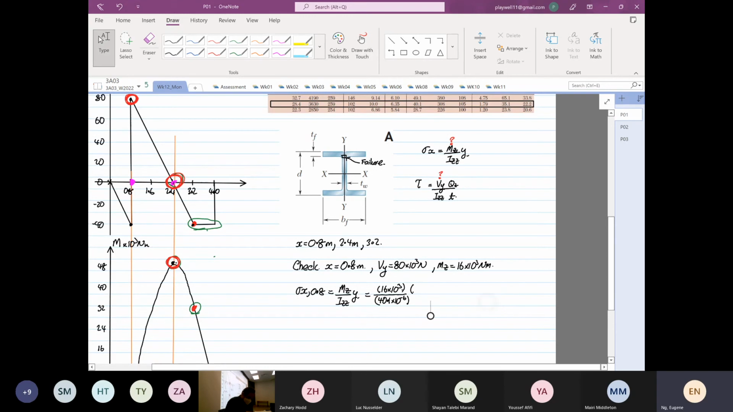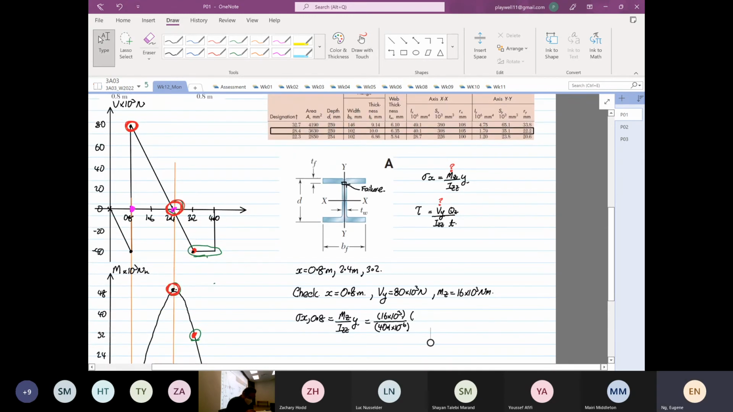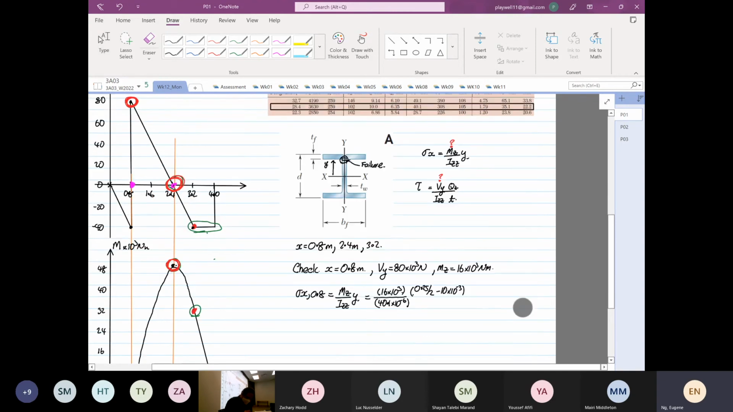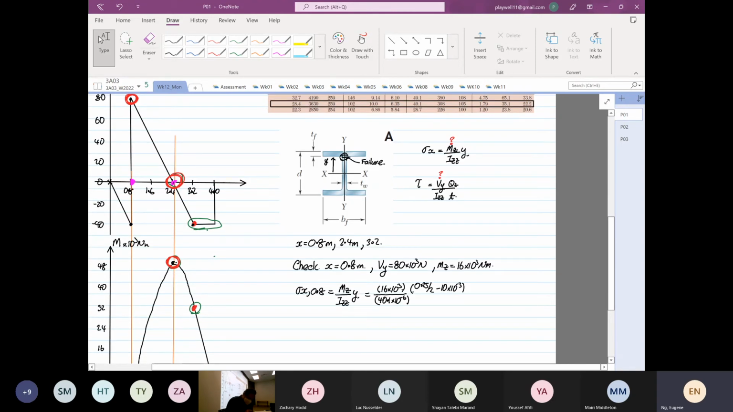So we have to calculate y. y is d, so d is 0.25 divided by 2, and then we have to minus the thickness of the flange, which is 10 times 10 to the power minus 3. This is the point of interest, exactly down here is our y. So it is the entire depth divided by 2 minus 10 times 10 to the power minus 3. We know the y and Izz value is going to be the same.